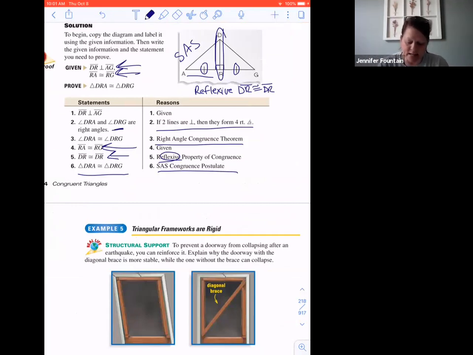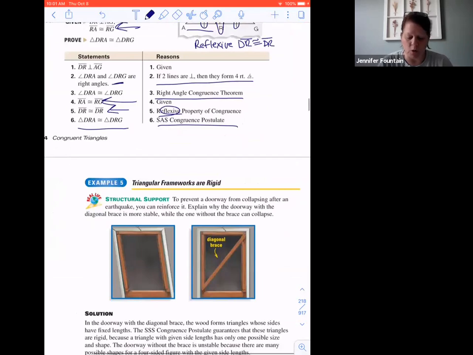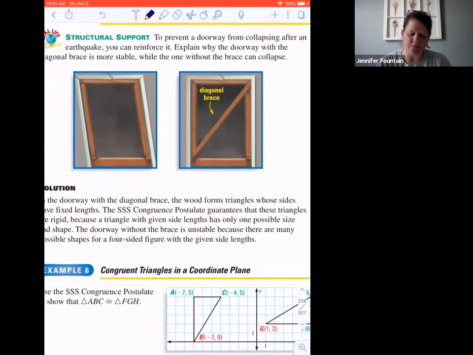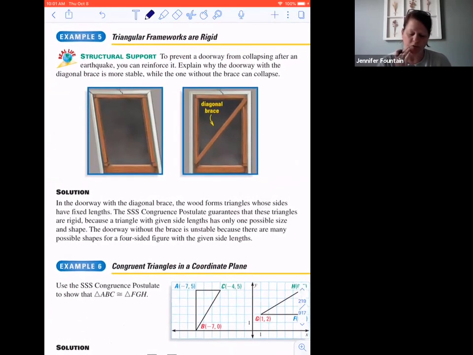All righty, and then example 5, triangular frameworks are rigid. So it says to prevent a doorway from collapsing after an earthquake, you can reinforce it. Explain why the doorway with the diagonal brace is more stable while the other one without the brace can collapse. In the doorway with the diagonal brace, the wood forms triangles whose sides have fixed lengths. The side-side-side congruence postulate guarantees that these triangles are rigid because a triangle with given side lengths has only one possible size and shape.